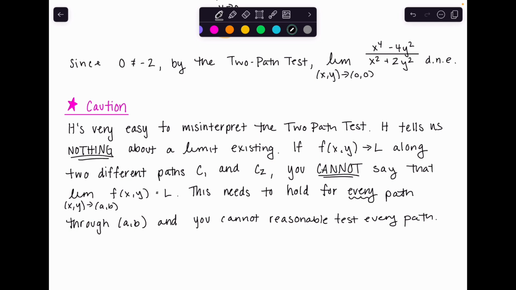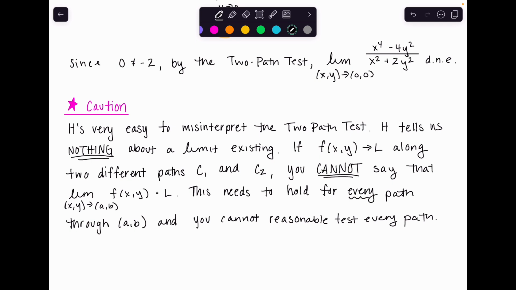Because again, you can make some very complicated functions that go through that point. You can have square roots, you can have fourth roots, fifth roots, you can have combinations of things. You can have trig functions that go through that point. You can have natural logs, you can have exponentials. It is physically impossible for you to test every single path through that point. So if you're using the two-path test to get existence of a limit, you're wrong with that, and you cannot get that conclusion. So just be very, very careful.